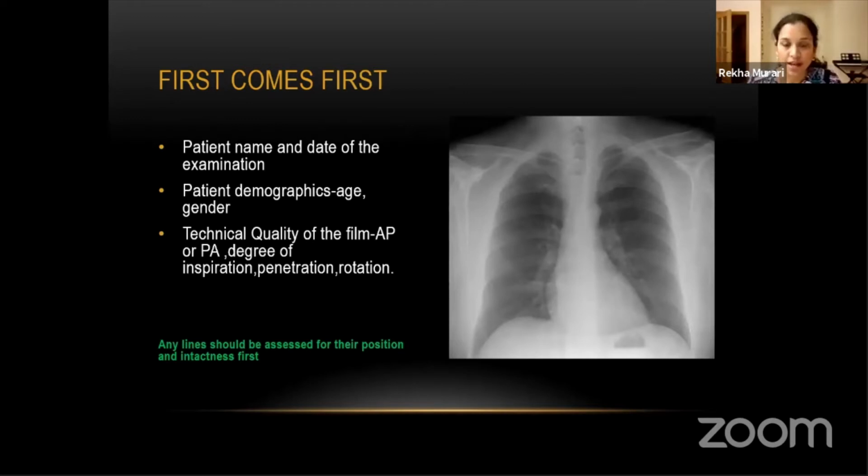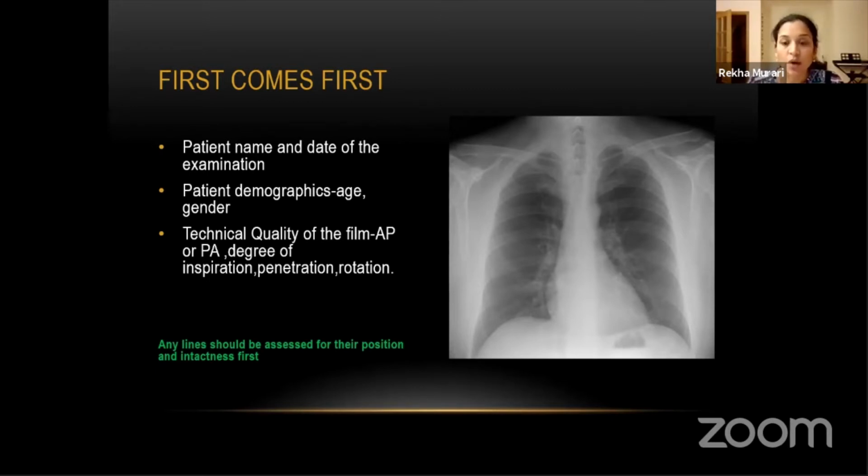First things first. Even before looking at a chest x-ray, we need to make sure to look at a few things. One is the identification of the patient. It's very important, not only in surgical or other specialties, but also in radiology. So we always make sure we look at the patient's name and identification and also the date of the examination. It's also relevant to look at the patient's demographics, like age and gender, because when we see a pathology on the chest x-ray, some pathologies are more common in some age groups and also in some genders. So it's important to look at the age and gender.